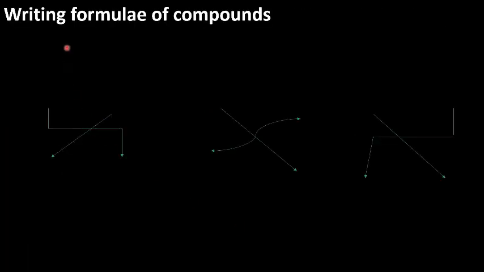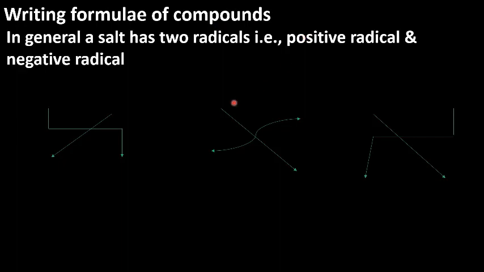Now let us learn how to write the formula of compounds. Dear all, this is very, very important to learn chemistry from fundamentals. So this is a fundamental basic, and we have to learn to write the formulae of compounds using the knowledge of radicals, that is positive radical and negative radical. And of course this method is referred to as the crisscross method.